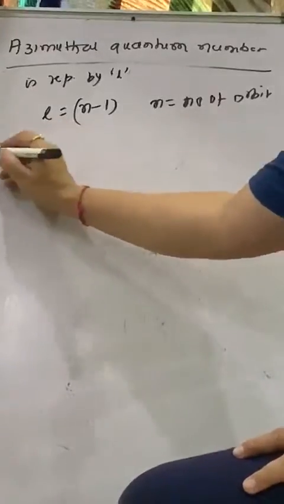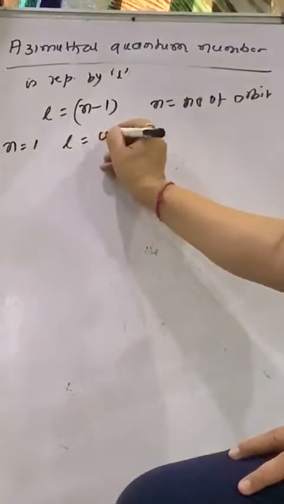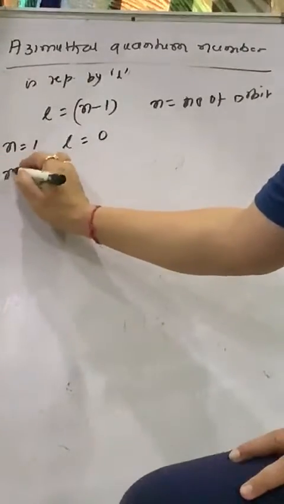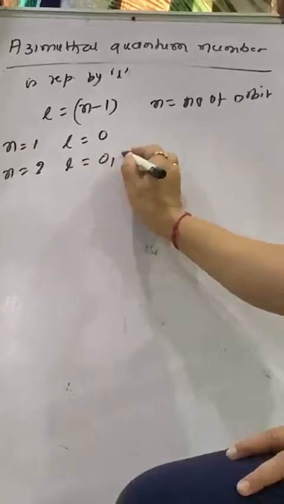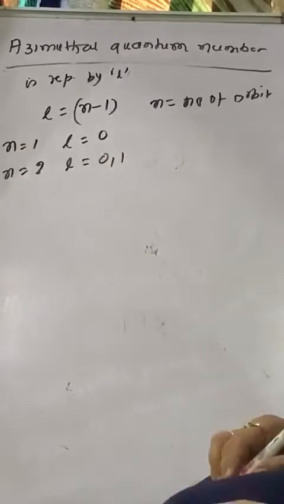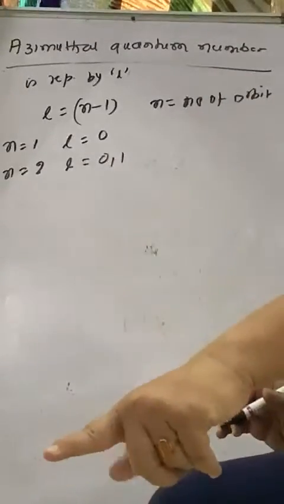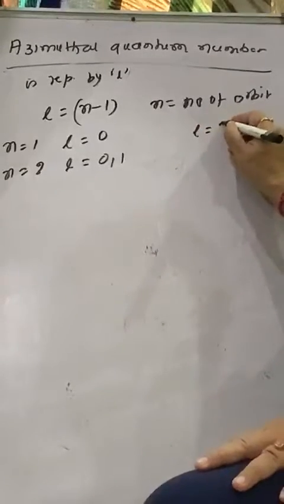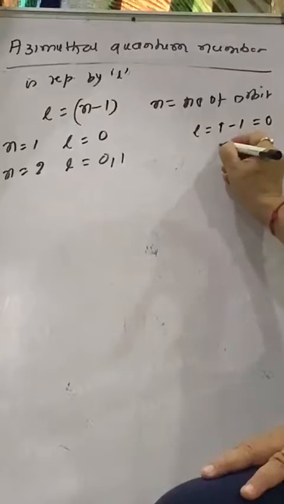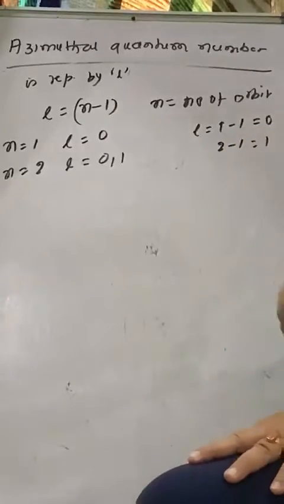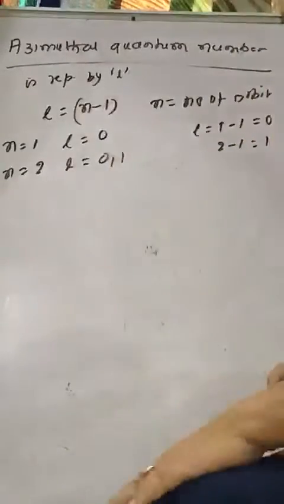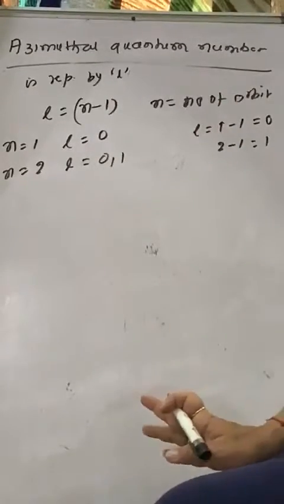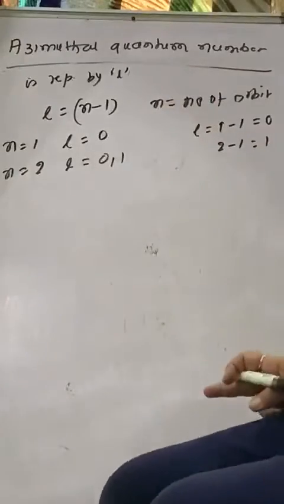If n is equal to 1, L will be equal to 0. If n is equal to 2, then L will be equal to 0 and 1. Why? Because the electron will first go to the first orbit, then proceed to the second orbit. For the first orbit, L is 1 minus 1, that is 0. Then for the second orbit, 2 minus 1, that is 1. That is why it's 0 and 1.